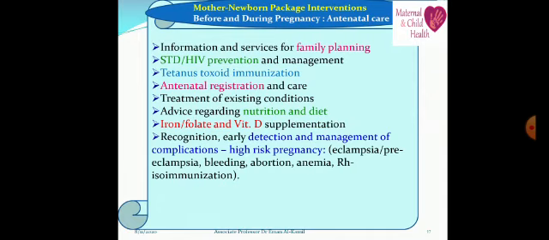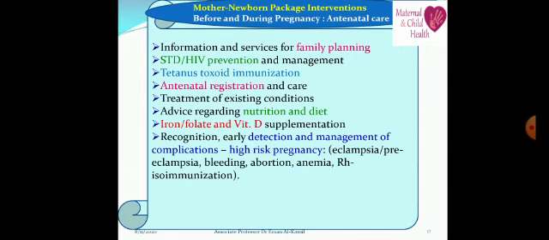all the notes, investigations and the follow-up notes in the card of the mother in order to follow her properly. Also, treatment of any condition such as diabetes or any infection or urinary tract infection or any health problem, they should be treated during pregnancy. And also advice regarding her nutrition and diet.